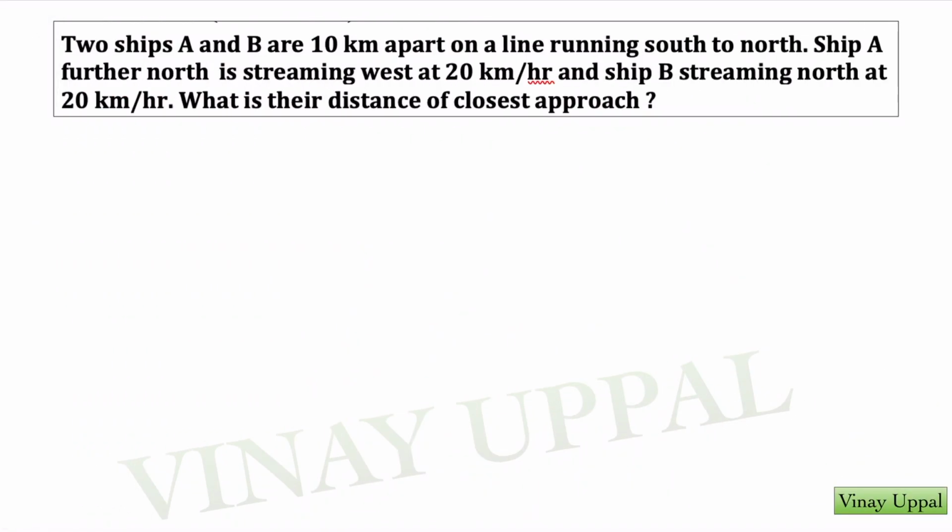Now let's take a look at a very similar question. I would suggest that you try it out and then you can take a look at my solution. Alright, so I have two ships A and B, 10 kilometers apart on a line running south to north. Ship A, further north, is steaming west at 20 kph and ship B is steaming north at 20 kph. What is the distance of the closest approach?